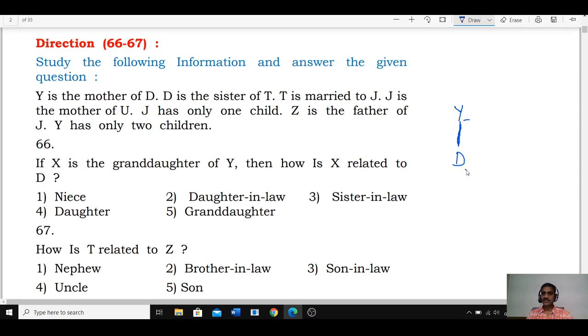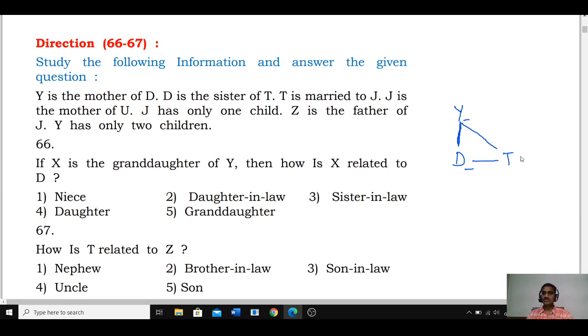D is the sister of T. D is the sister of T means D and T are siblings to each other. As D and T are siblings, D is a female. Then what is the gender of T? T could be either male or female. As of now, we cannot say. Siblings could be two sisters, two brothers, or a sister and a brother.